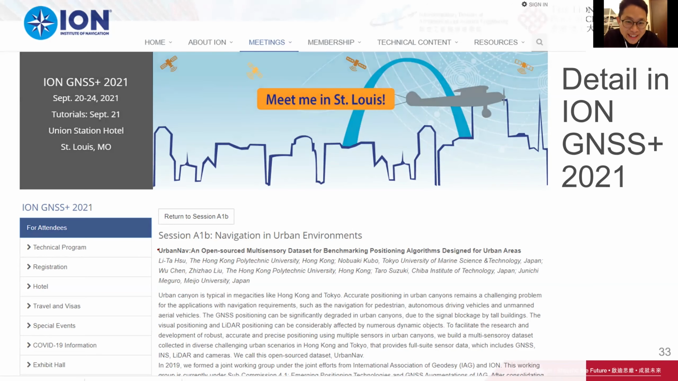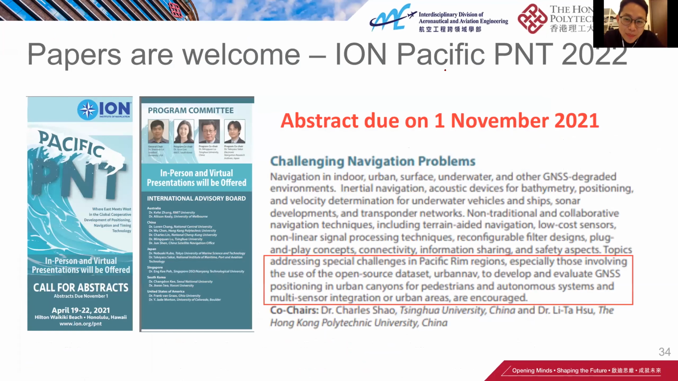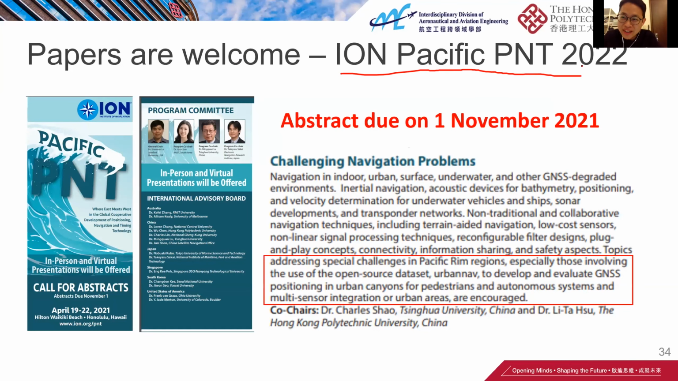And if you're using our data, then maybe you can consider submitting a paper to ION Pacific PNT 2022, where we have a section inviting work that uses the UrbanNav open source data to test your own algorithm. We're trying to make this open source data a new benchmark for different urban positioning methods.